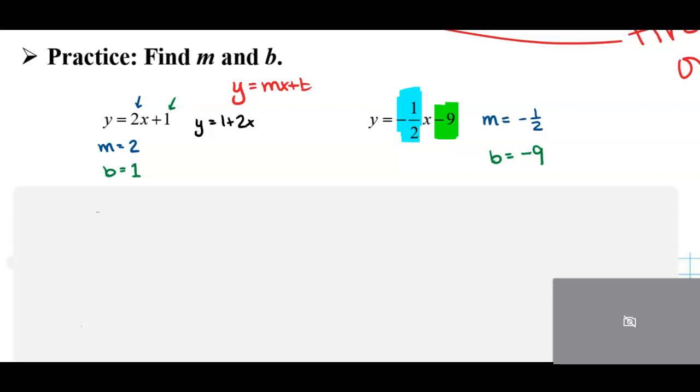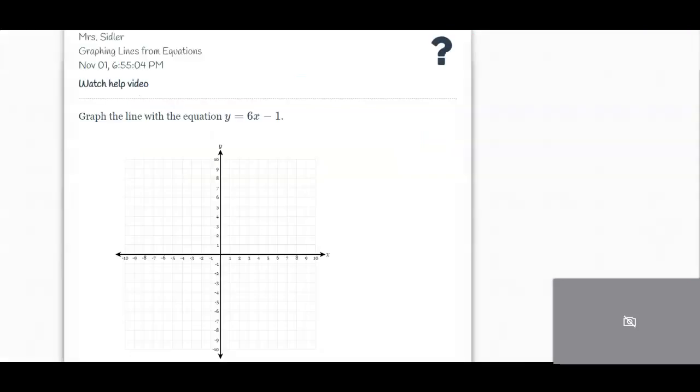Now let's look at some practice before we move on to our next topic. Good old Delta Math has some practice for us. You can expect to see these in your Delta Math assignments in the future. This one says graph the line with the equation y equals 6x minus 1. So we first want to identify what's our slope and what's our y-intercept.